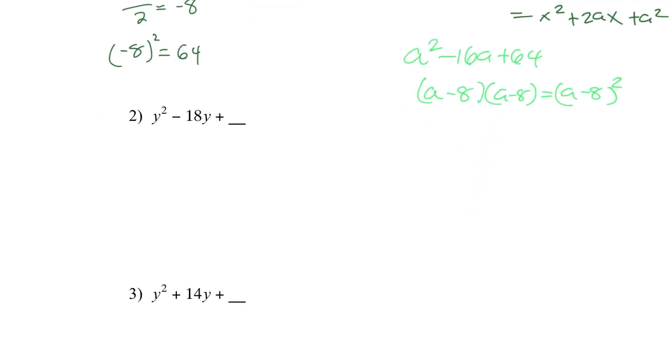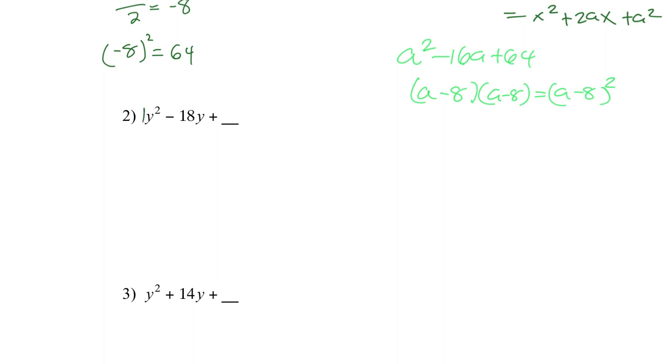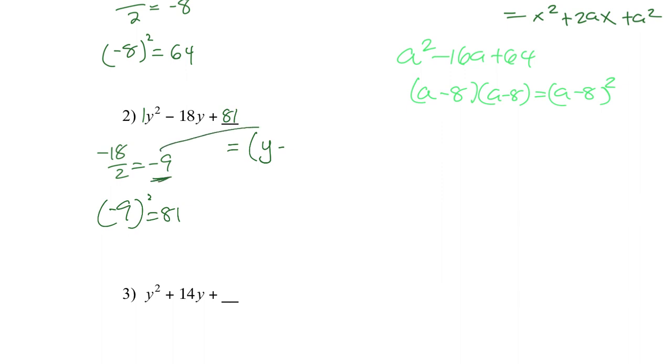Again, the leading coefficient is 1. The coefficient of the y squared is positive 1. So now I'm going to take the negative 18 divided by 2. That's negative 9. Remember that that's the number that is going to go in the parentheses. The number that I add here is important, as we're going to see once we have equations and we're solving by completing the square. So negative 9 squared equals 81. That's the number, the 81. And now my perfect square is going to be y minus 9, squared.